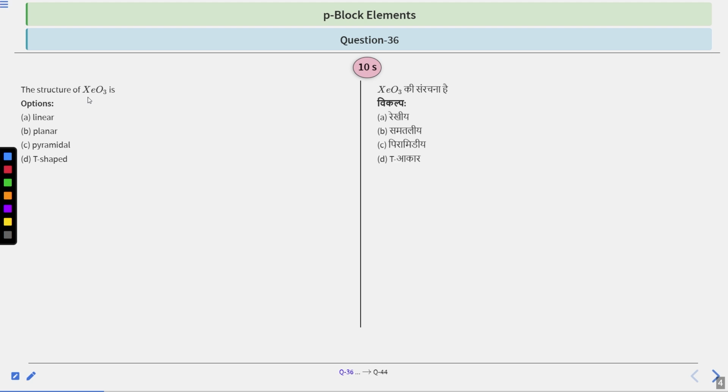The structure of XeO3 is. So we have to tell the structure of the XeO3 compound. Options are linear, planar, pyramidal, or T-shaped. You have 10 seconds to solve this question. After that, we will see the answer.